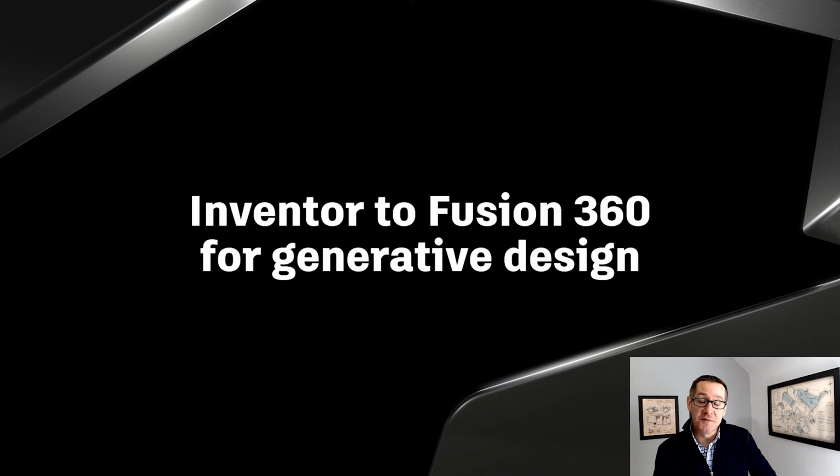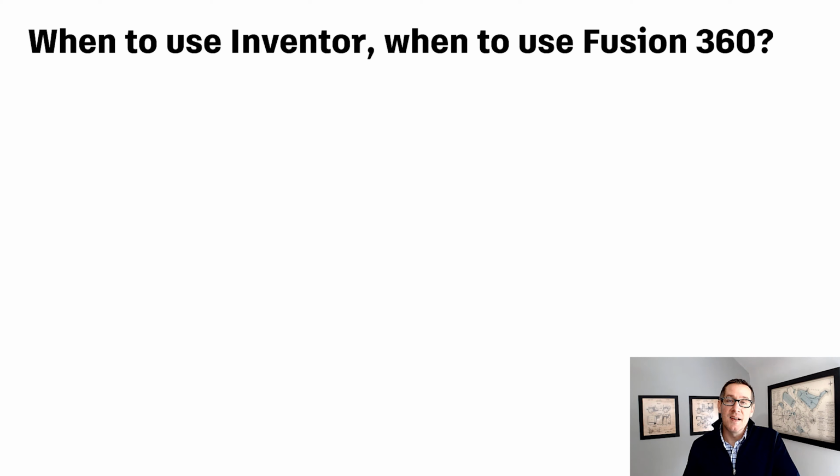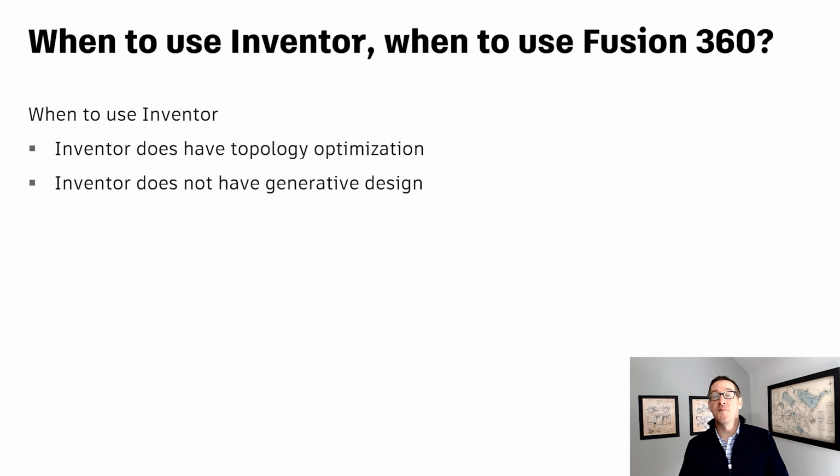Next is Inventor to Fusion 360 for generative design. And when do you use Inventor and when do you use Fusion 360? This one's actually a really easy answer. First of all, Inventor does have topology optimization with a tool called Shape Generator. I've used it a handful of times. It's pretty good for what it does, but it is not generative design. And generative design is not inside of Inventor. So if you're looking for generative design, definitely you have to go to Fusion 360.